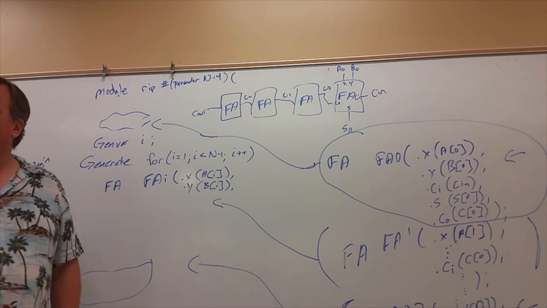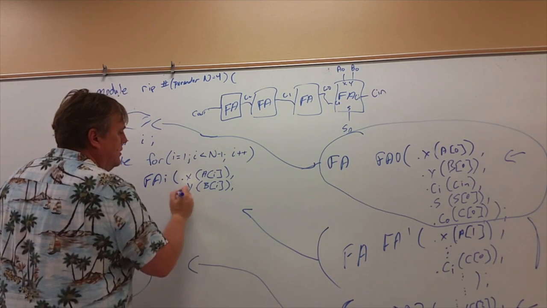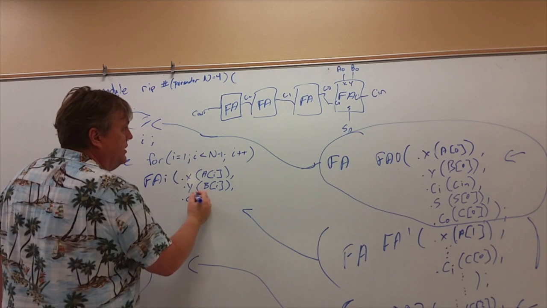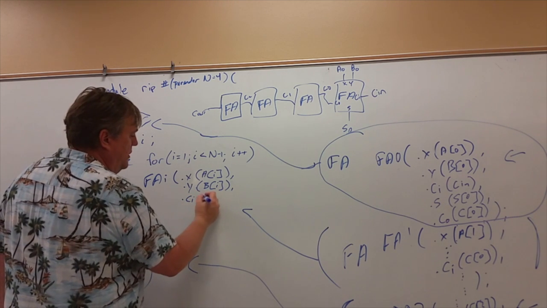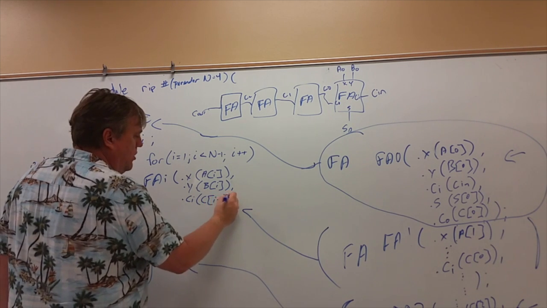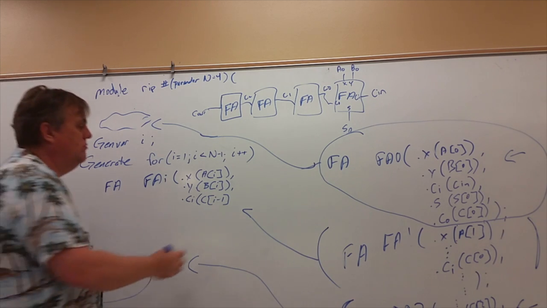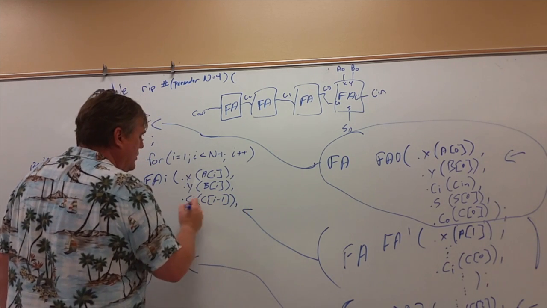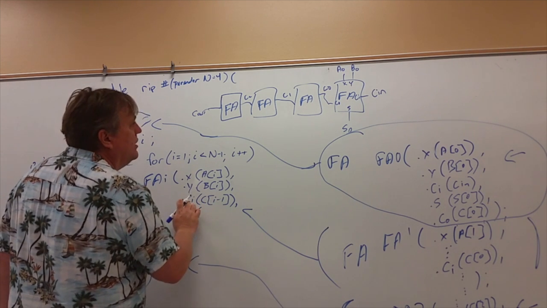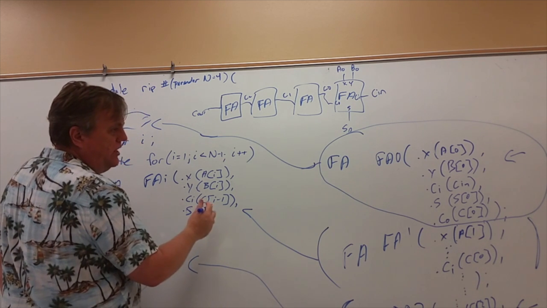Right? My CI will take from CI minus 1, from the previous step bit. Sum will get S inside. And outside, I call it S.